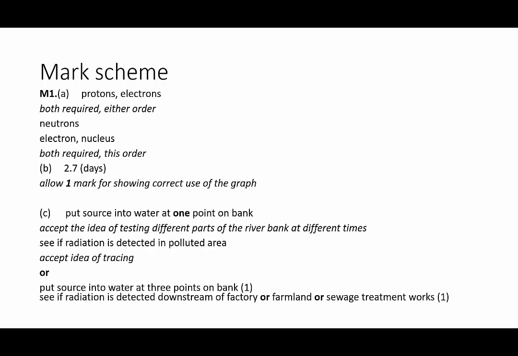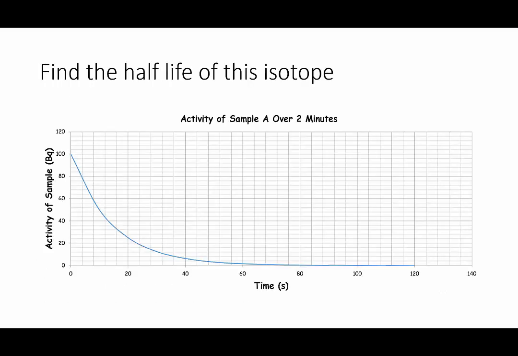Right, so the answer to question 1A. For the first part, you needed protons and electrons in either order. The second part, neutrons. The third part, electron, then nucleus. Has to be in that order. Part B, the half-life is 2.7 days. And then for part C, you need to put the source into the water at one point and see if the radiation is detected in the polluted area.